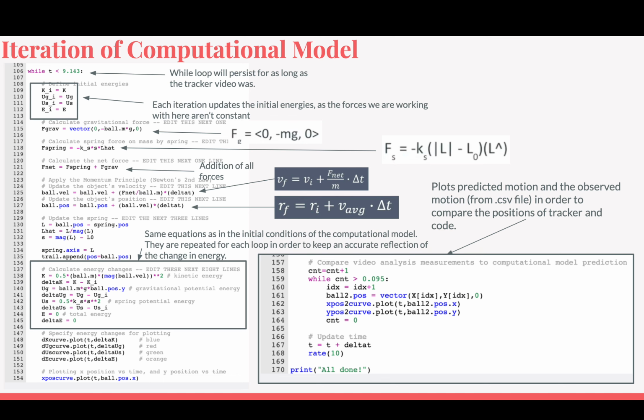This creates fewer discrepancies between Tracker and the code. Each iteration updates the initial energies, as the forces we are working with here aren't constant. The variable fgrav was calculated using the gravity vector, which is <0, -mg, 0>.